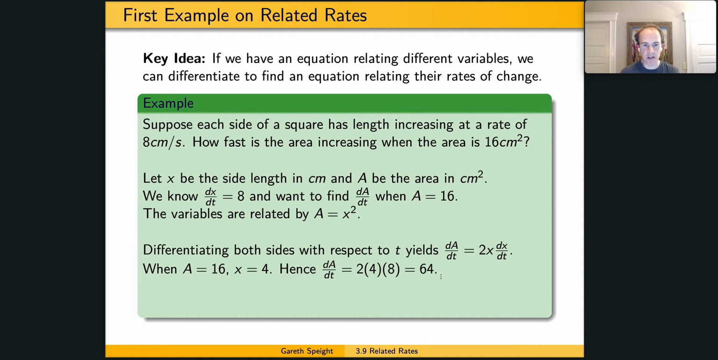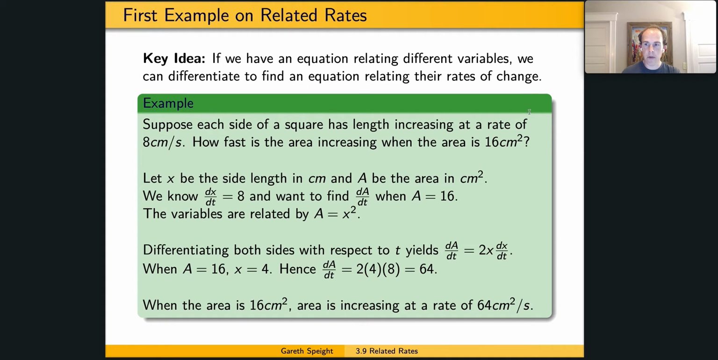So we managed to calculate the rate that we wanted, and then we have to interpret that back in terms of words. We were asked how quickly is the area increasing when the area is 16 centimeters squared. Well, it's increasing at a rate of 64 centimeters squared per second. And remember, the units for derivatives are the units for the top divided by the units for the bottom. So if A is in centimeters squared and t is in seconds, then this is going to be in centimeters squared per second.